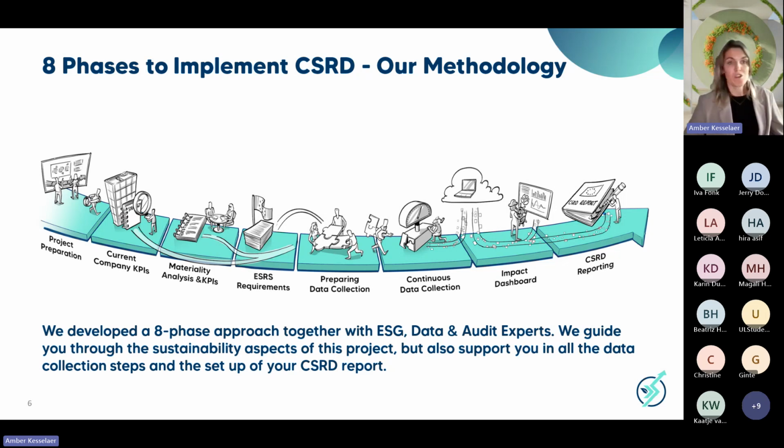Then we go to the current company KPI phase. This phase is all about seeing what's already there in the organization. Do you already have a social vision? Do you already have an ecological vision? How is the organization currently reporting? Is it just the finance department that is reporting, or are there multiple departments that already send a management report to the board?